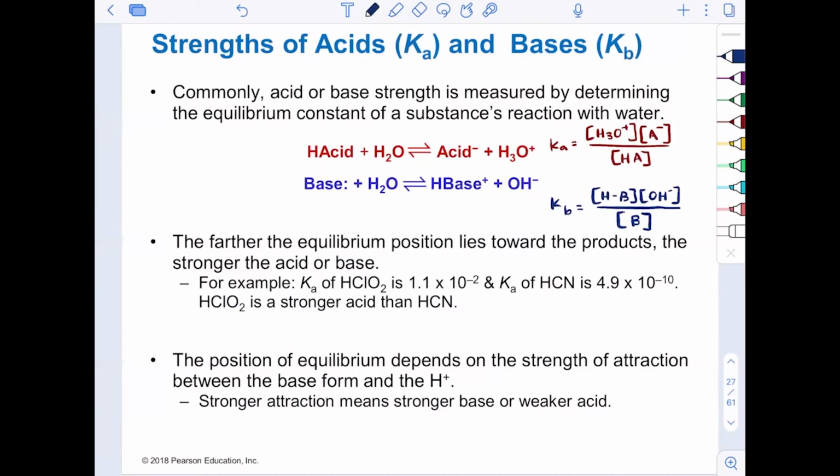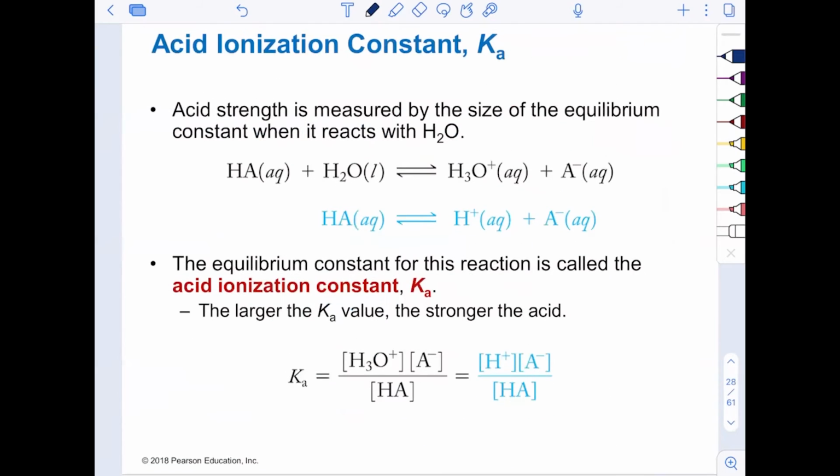There again is the acid dissociation constant, so that you can see the Ka can be written in 2 different ways. They mean the exact same thing. The larger the Ka value, the stronger the acid. The larger the Kb value, the stronger the base. So be very aware of what that subscript is looking at. It will tell you which equilibrium reaction you're doing. Acid with water, Ka, base with water, Kb.